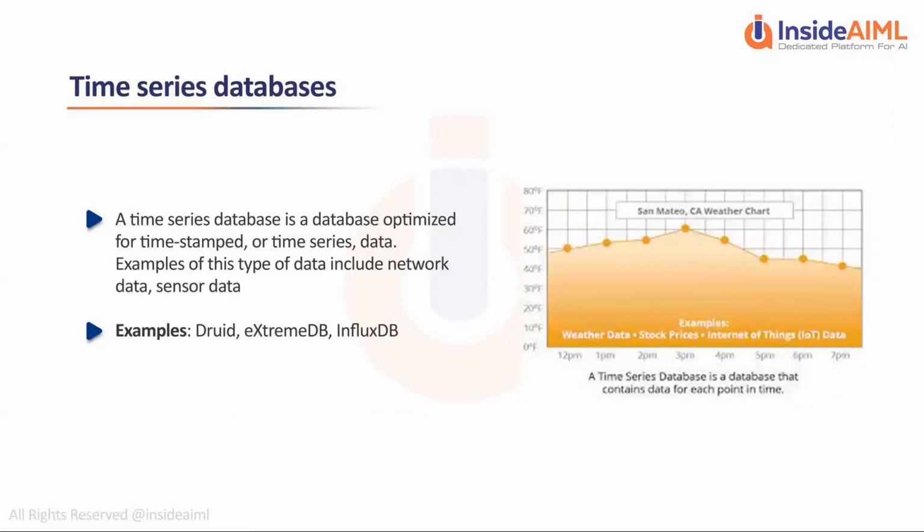Okay, so we have time series databases. A time series database is optimized for timestamp data. Okay, for example, your temperature. So your temperature is time series data. Okay, your stocks. So stocks are also time series data. So we have databases that are optimized for this timestamp data. Okay, so we have Druid, ExtremeDB, InfluxDB that can store this time series data.